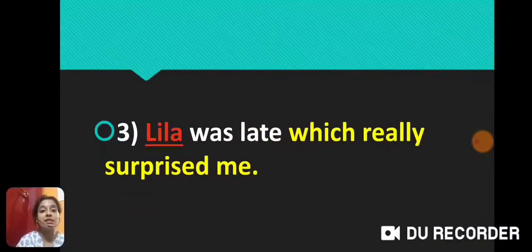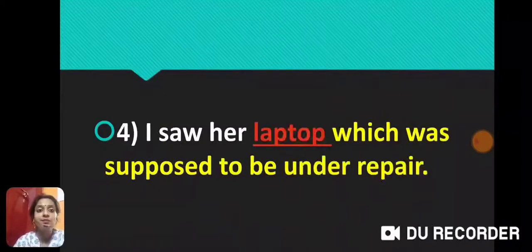Next example, just see. Leela was late, which really surprised me. So Leela was late and I am surprised because of this. So the highlighted part in yellow, which really surprised me, is the adjective clause. And I am surprised because Leela was late. Leela is a noun.